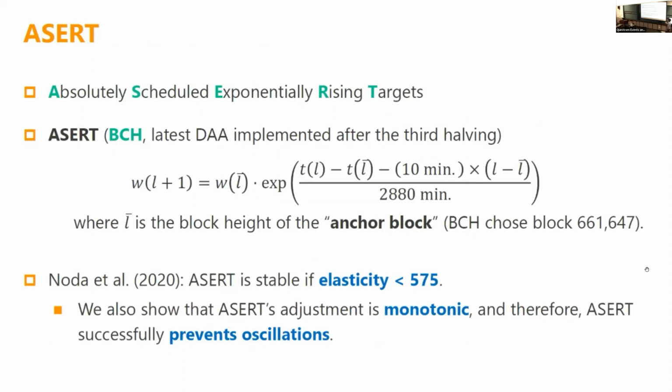Finally, ASERT is the most recent difficulty adjustment algorithm. It's currently used by Bitcoin Cash, and its adoption was after the third halving. Basically, it multiplies the old winning rate by this factor, which is a kind of exponential term, and you don't have to remember this formula either. But basically, ASERT is also stable as long as elasticity is smaller than 575. In addition, the ASERT adjustment is monotonic, and therefore ASERT is more desirable than Chainwork 144 in the sense that it successfully prevents oscillation.